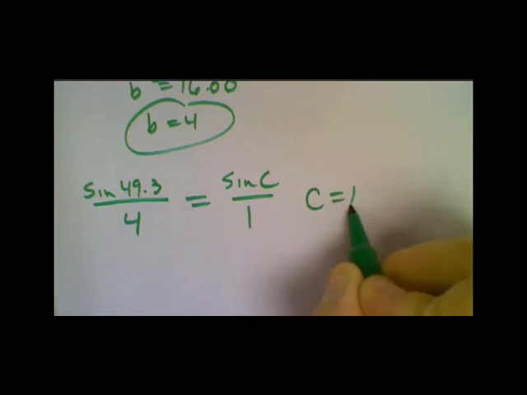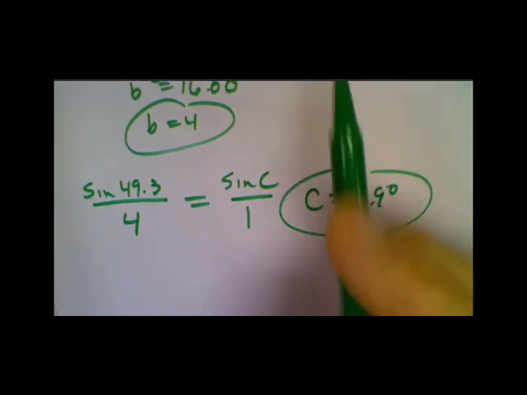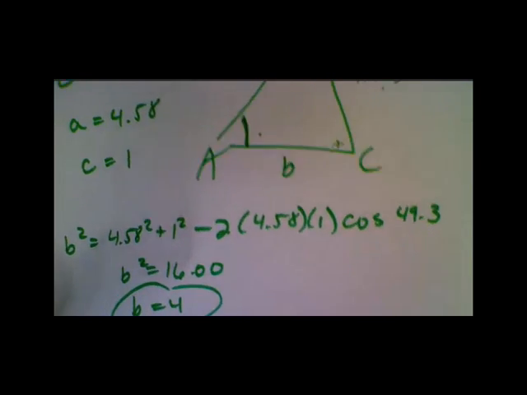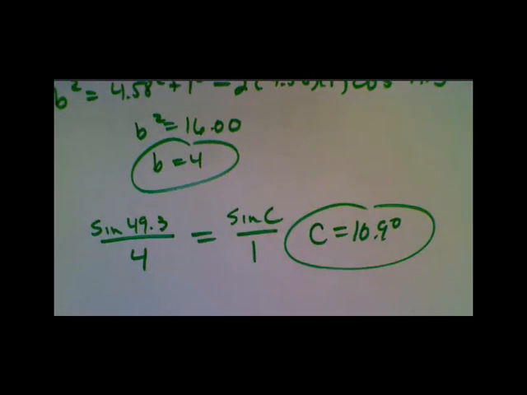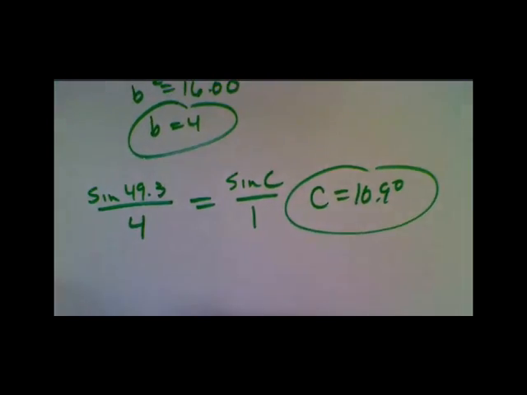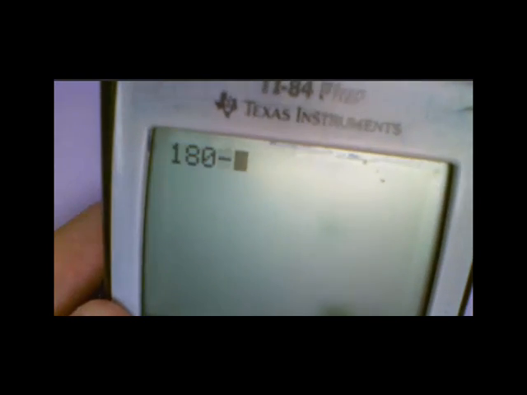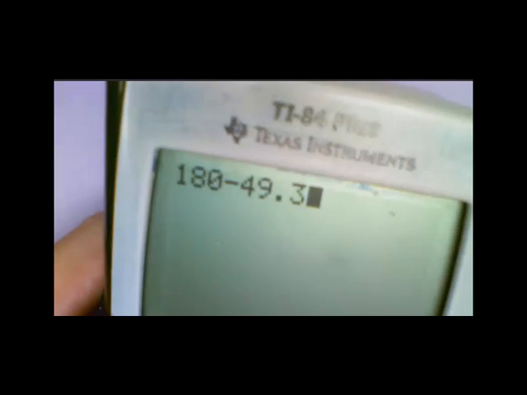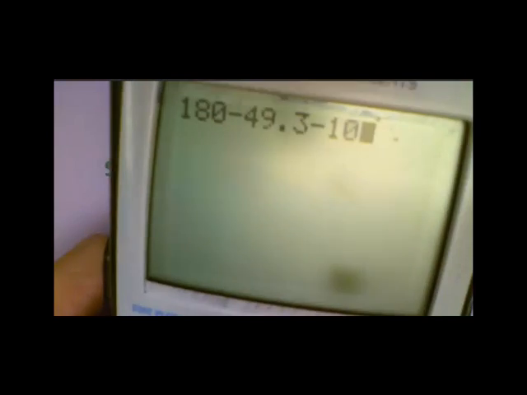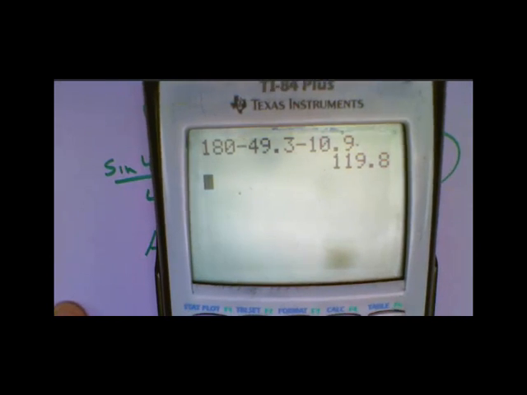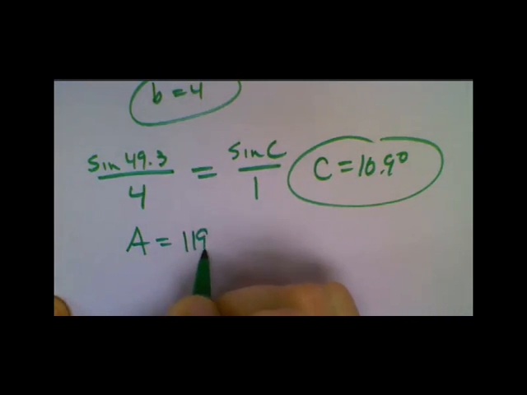So if C is 10.9 degrees, and angle B was 49.3, I definitely am going to have an obtuse angle for A. So for A, again, I don't need to see the work, I just need to take 180, subtract 49.3, and subtract the angle I got, which was 10.9. And I get 119.8. And I wouldn't have found that with the law of sines.